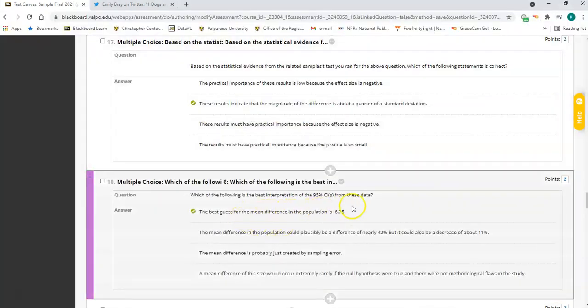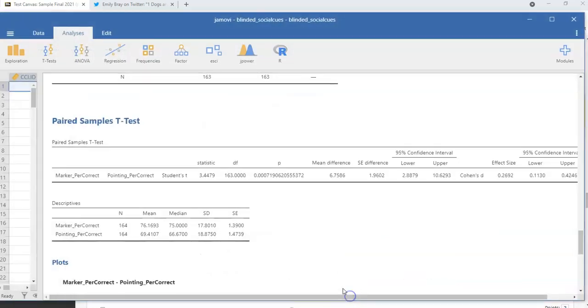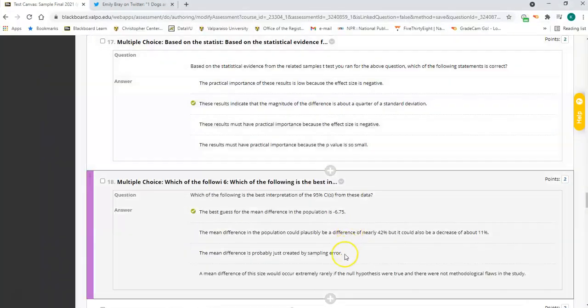All right, so which of the following is the best interpretation for the 95% confidence interval? This one's going to be the best, but let's talk about these others because I'm going to alert you to some things. The mean difference in the population could plausibly be a mean difference of nearly 42%. That's not true. It's not the mean difference. There's the mean difference. That's not 42%. That's a foil, right? That's a 0.4 of a standard deviation. So that's just completely wrong.